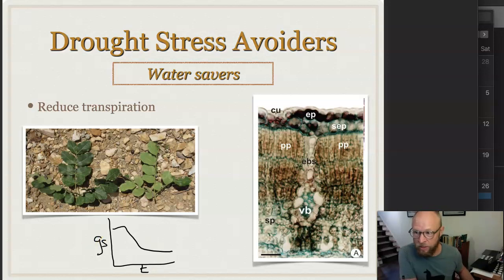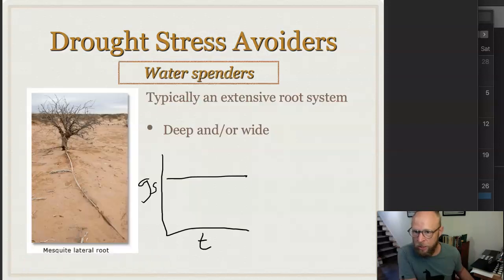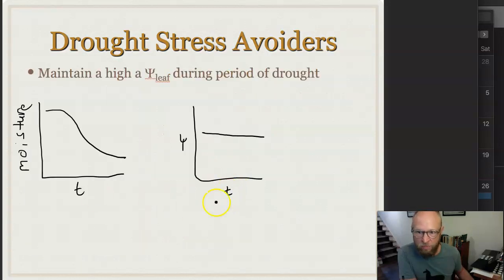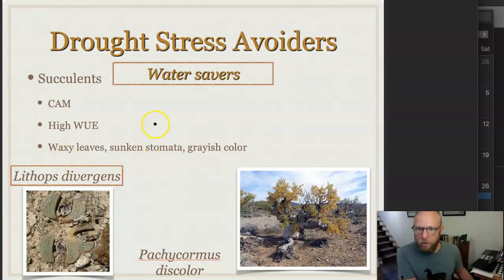Remember though that for both of these plants, we've got our water savers look like this. Our water spenders are still continuing to spend water. But remember, the water potential of both of these types of plants looks like this, relatively constant through the drought, right? So go back down here. I went way past it. Let me go back up to this one.